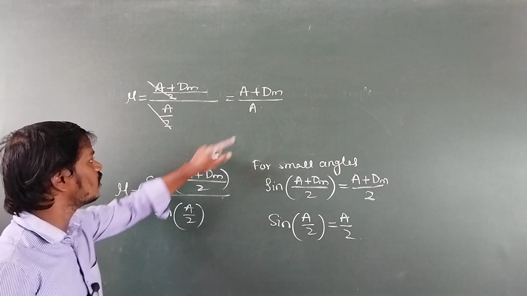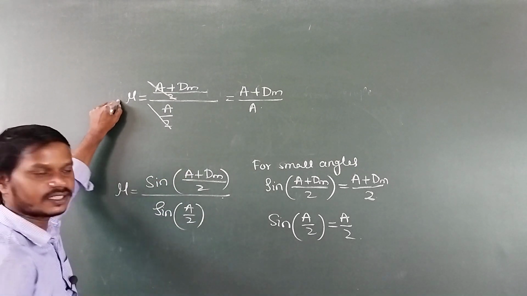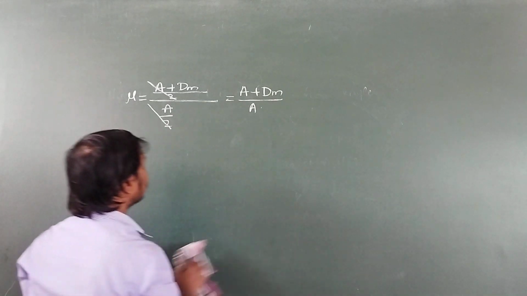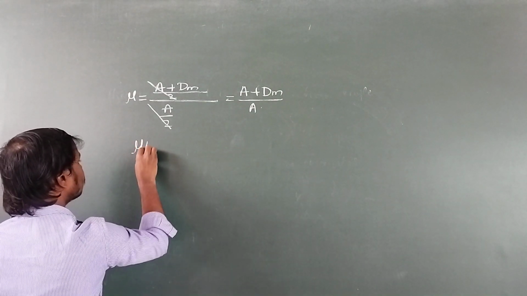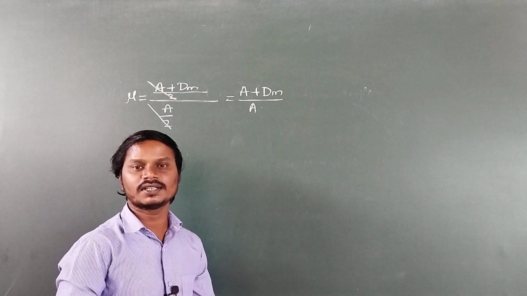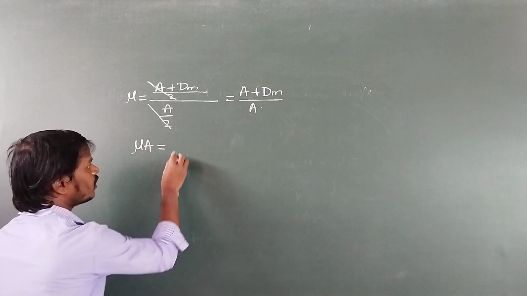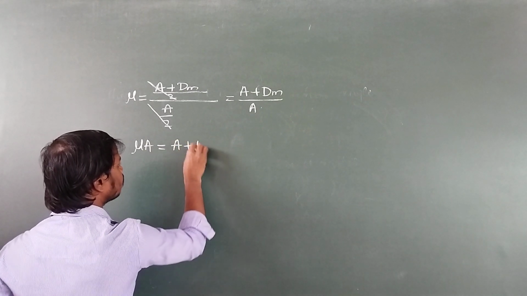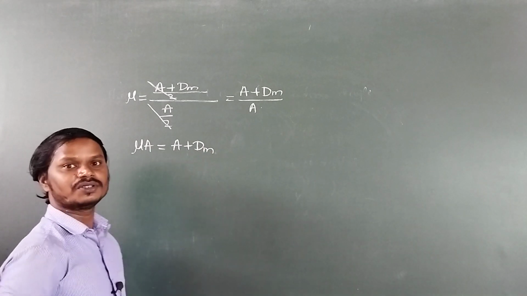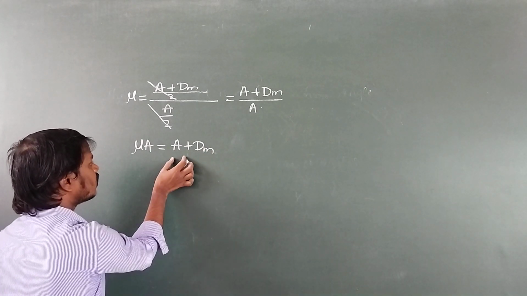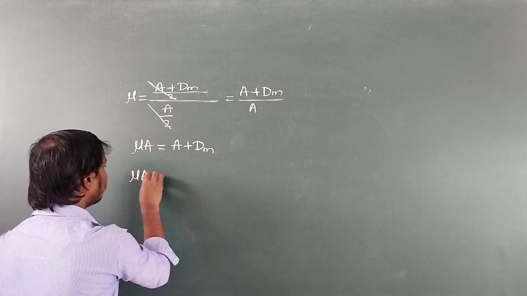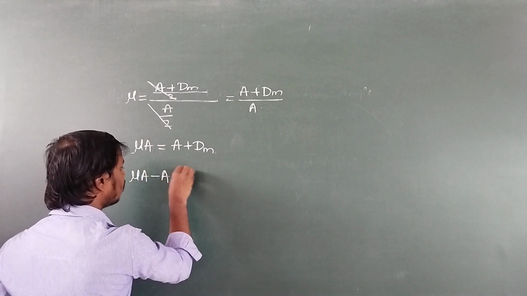Now let us take this A to the left hand side, that comes to the numerator. Mu into A is equal to A plus dm. Mu is nothing but the refractive index of the material of the prism. Then what is our aim? Our aim is to find the deviation produced by a thin prism. So let us take A to the left hand side, that becomes minus A. Then mu A minus A is equal to dm.